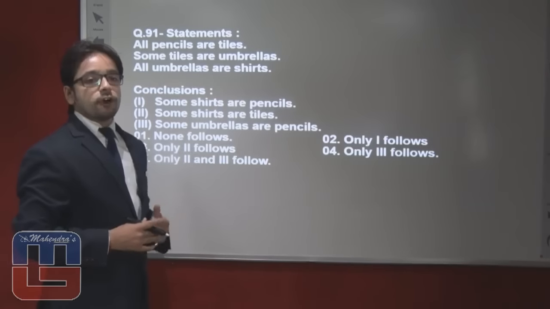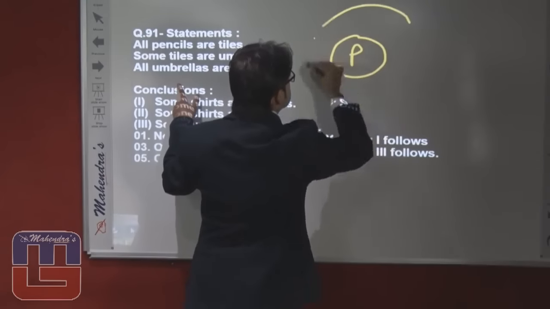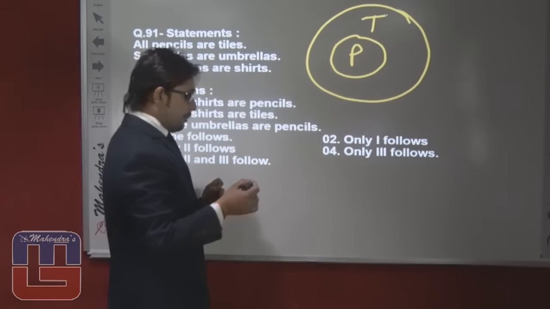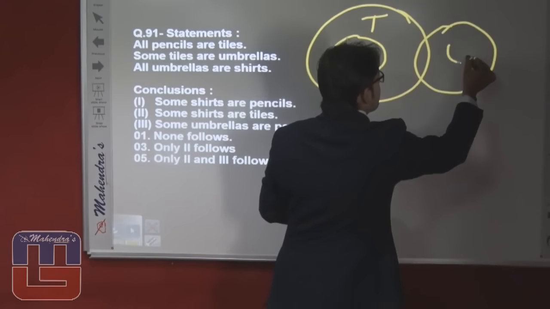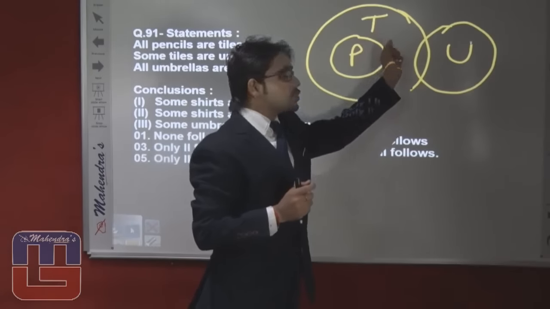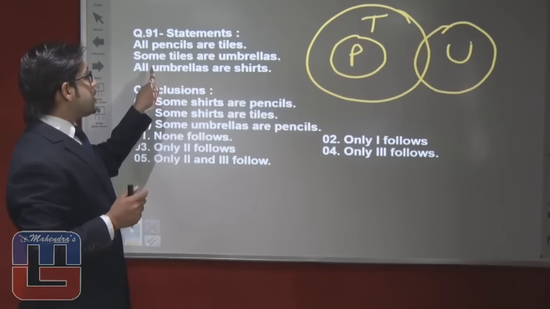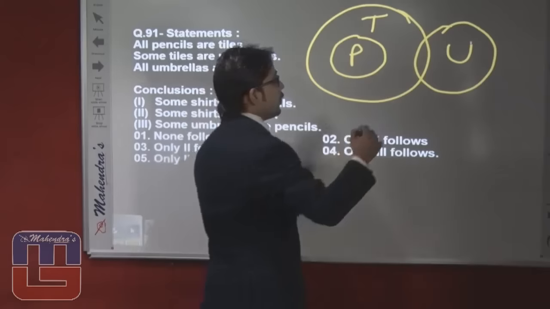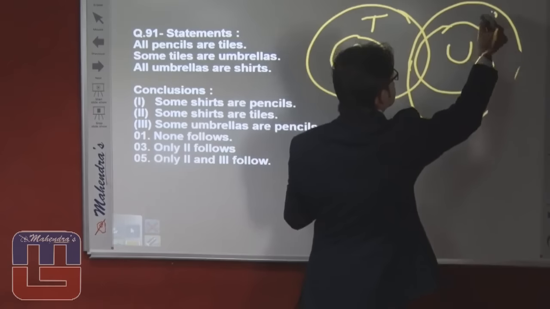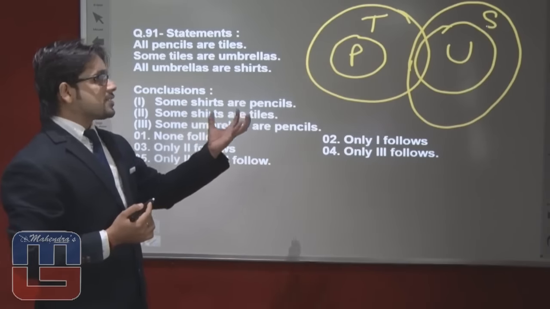In this question again, 3 statements are followed by 3 conclusions. First statement is saying all pencils are tiles. Second statement is saying some tiles are umbrellas. We cannot touch pencil because the statement is talking about tiles to umbrella and the relation between both of them is only some. Next statement, all umbrellas are shirts. We have to cover all parts of umbrella, and you can see that all umbrellas are shirts. Each time you have to analyze this type of question.